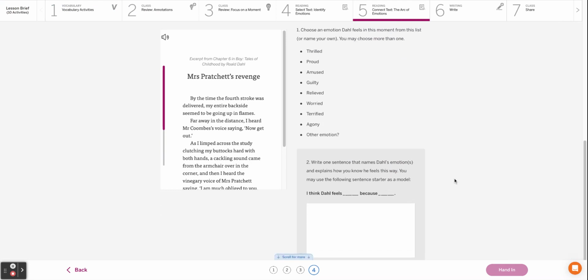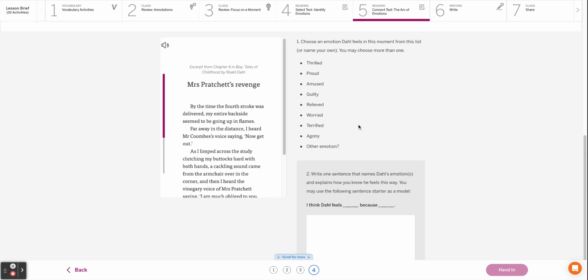And then, in Mrs. Pratchett's Revenge, you are going to do what you've done before. Pick one of these emotions, or if there's another one that pops in your head, you can use that too. And you're going to write a sentence using this sentence stem. I think Dahl feels one of those emotions because, and then you explain and provide text evidence with the correct punctuation for quotation marks, periods, commas, all that kind of stuff.